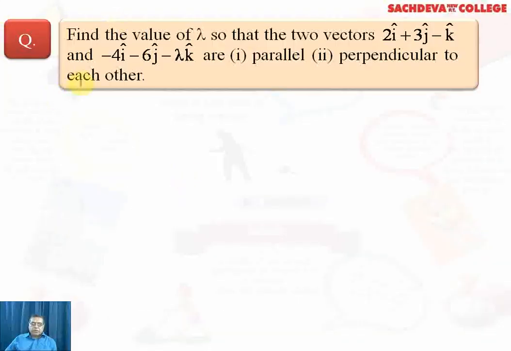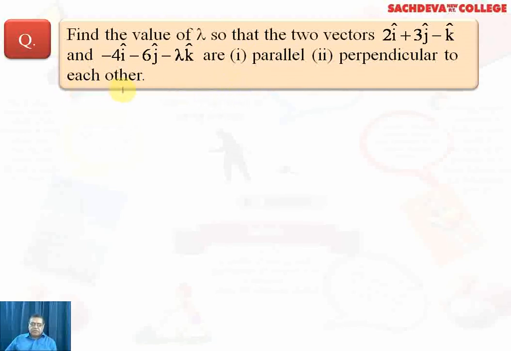Now we come towards the question. In this question, lambda is unknown. We have to find the value of lambda so that the two vectors 2i plus 3j minus k and minus 4i minus 6j minus lambda k are parallel or perpendicular. So we have to find the value of lambda with the assumption that the two vectors are parallel, and then that they are perpendicular.